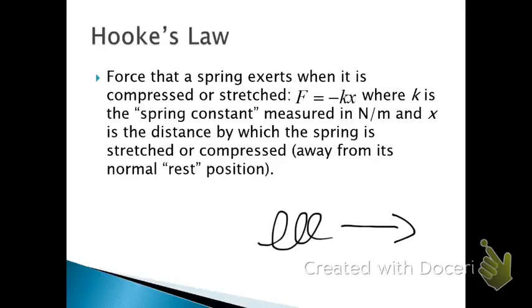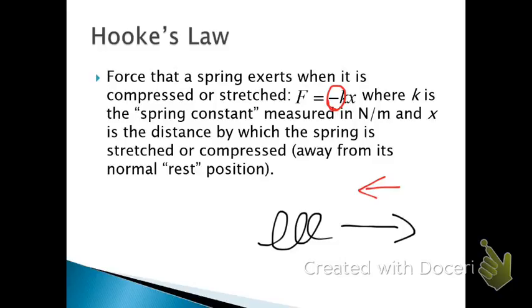Not only can I figure out the force, oh, and by the way, this negative where it says it equals negative kx, where k is the spring constant and x is the distance away from its rest position, the negative just tells me it's in the opposite direction. So if I pull a spring to the right, I feel a force from the spring to the left. So that's all that the negative is.